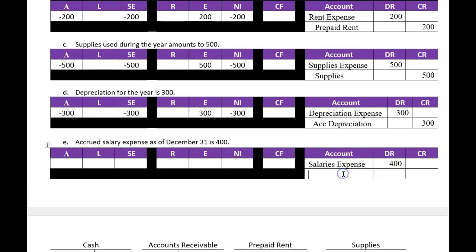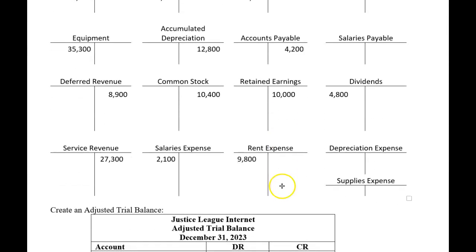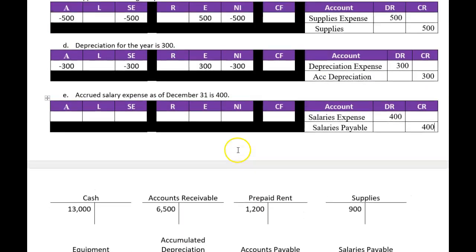Are we paying it? No cash is being moved here, so we owe it. So we owe our employees, so we're going to call those salaries payable for $400. Sometimes companies will use wages if it's hourly. Again, just double check your chart of accounts if you have them. So salaries expense there, and then salaries payable is an account, so we're good to go.